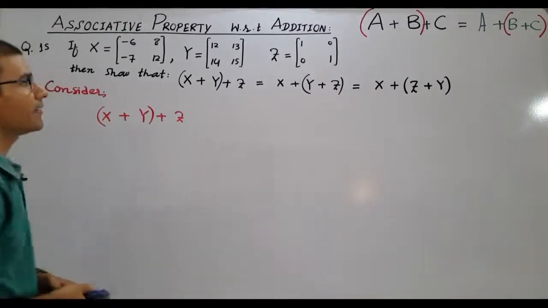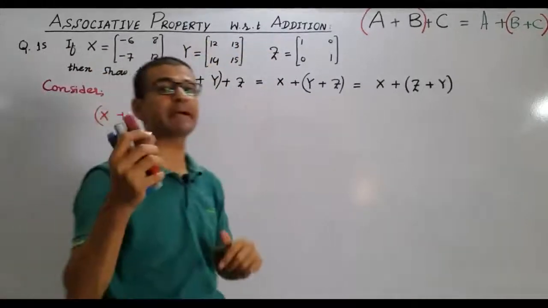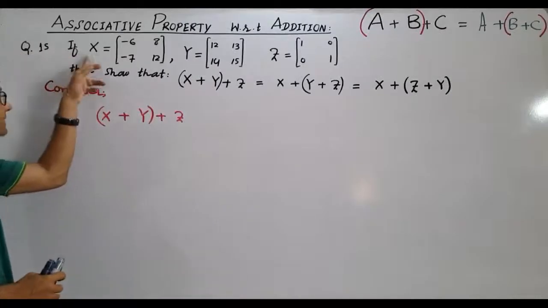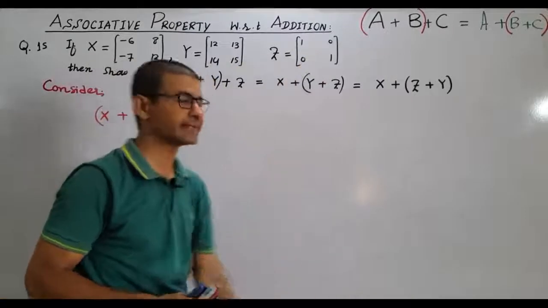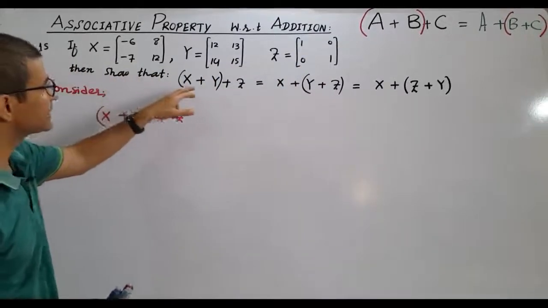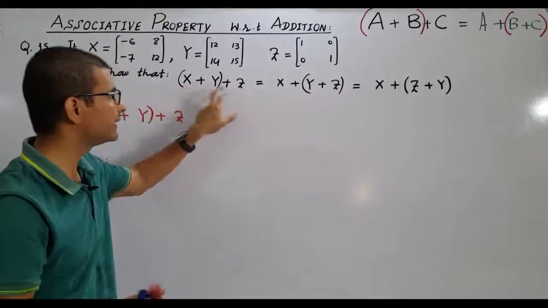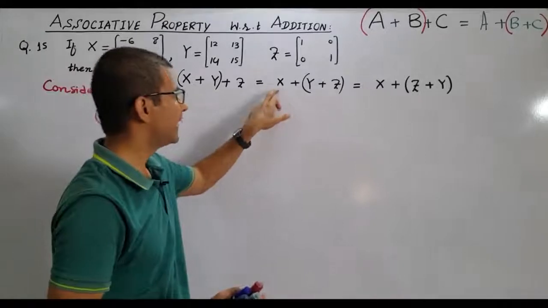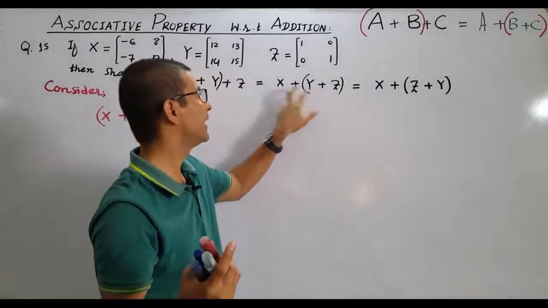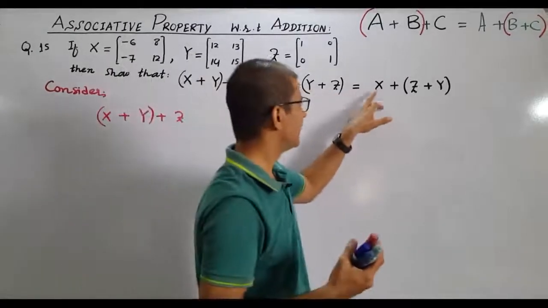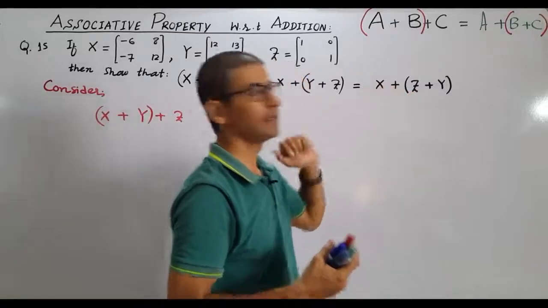Yes students, now we have a question related to the associative property with respect to addition. The question is, if x, y and z are three matrices, then show that x plus y plus z, meaning first you add x plus y then z, is equal to x plus y plus z. Here first you have to add y plus z then add x, but in this case x plus z plus y, here first you have to add z plus y then x.